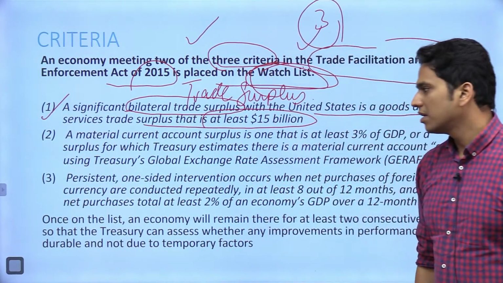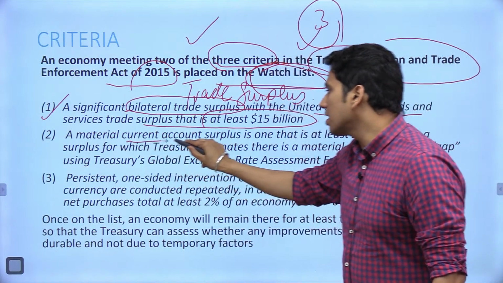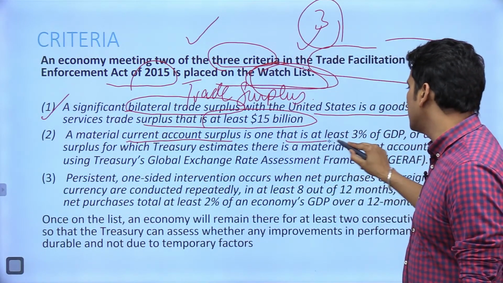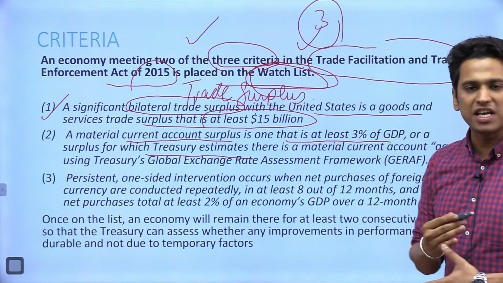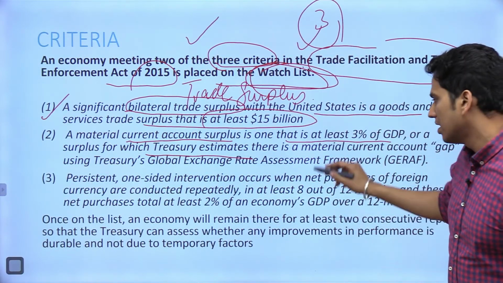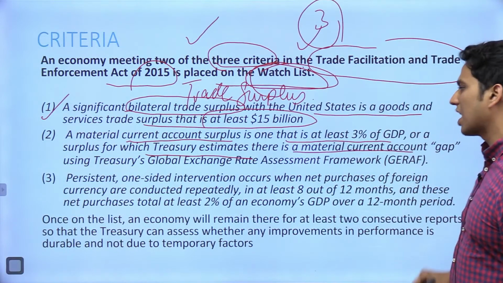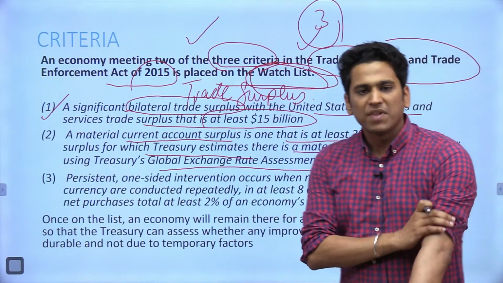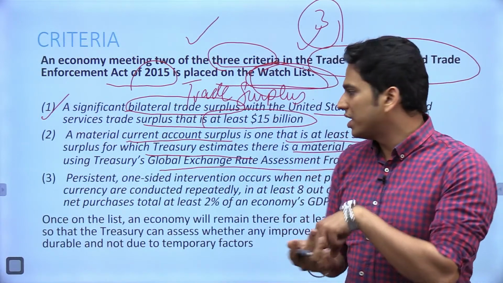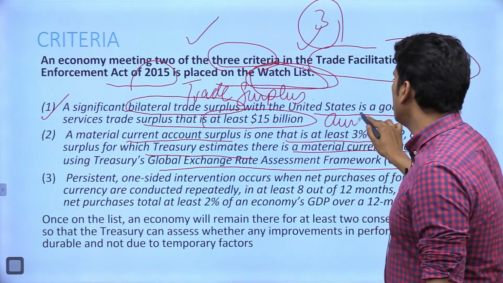very important. Second is current account surplus, one that is at least 3% of GDP or a surplus for which Treasury estimates, that is the US economy, that there is a material current account gap using Treasury's global exchange rate assessment framework. So the second thing they are trying to monitor is the current account surplus.